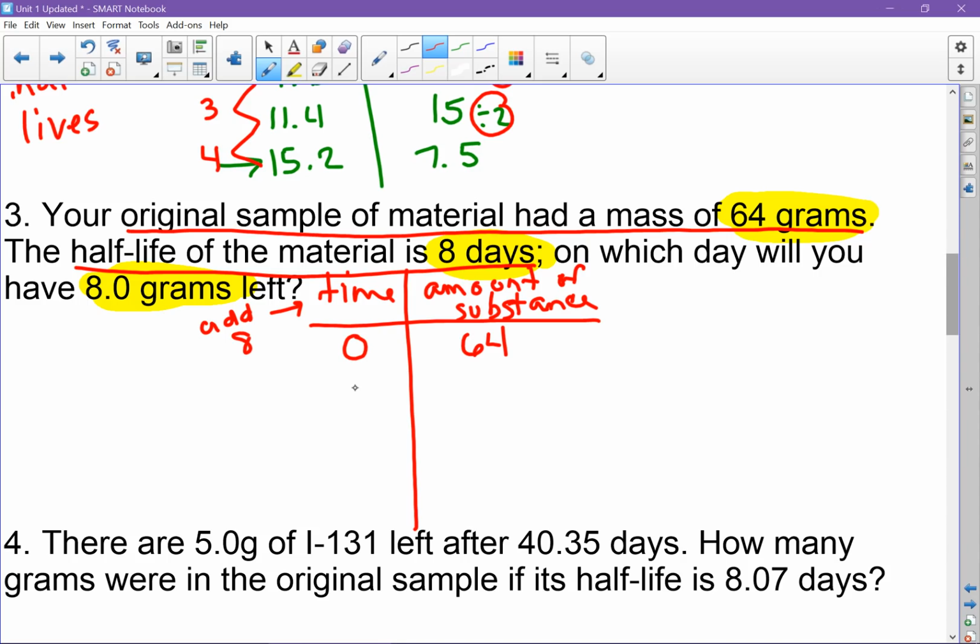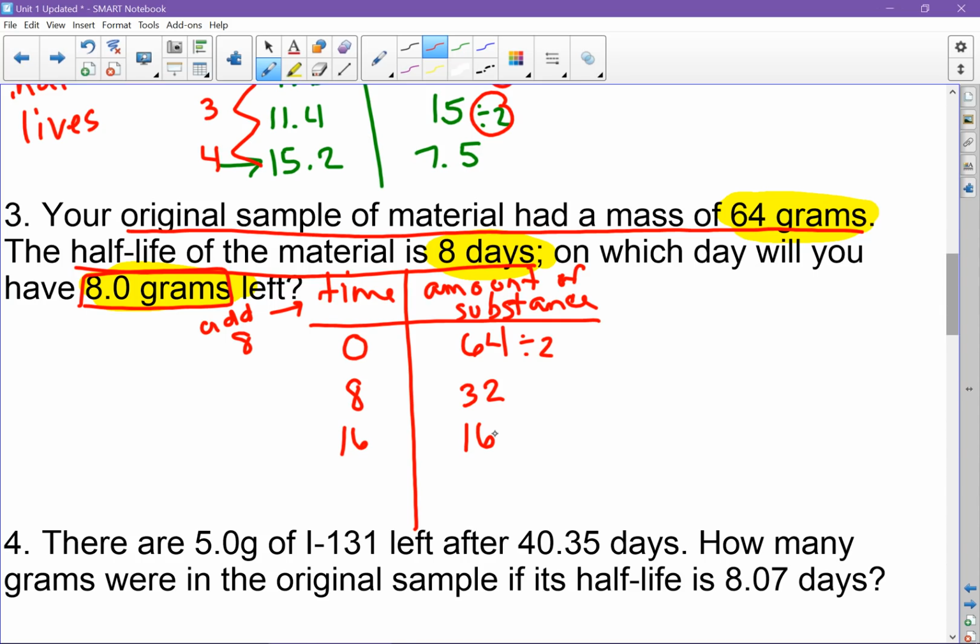So 0 plus 8, if 1 half-life goes by, it's been 8 days, and the amount of stuff that I have is 32 grams. If another half-life goes by, 8 plus 8 is 16. Divide this in half again, I will have 16 grams on that day. We're going to stop when we get to 8 grams, so that's going to be something in this amount column.